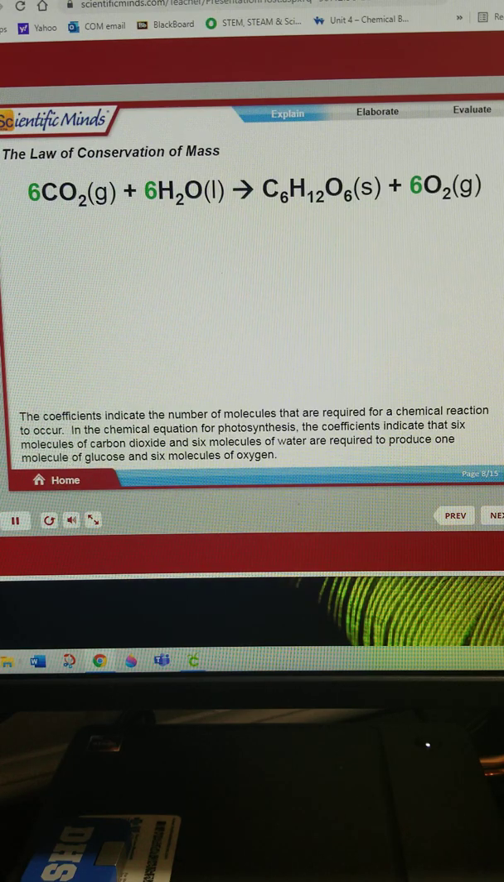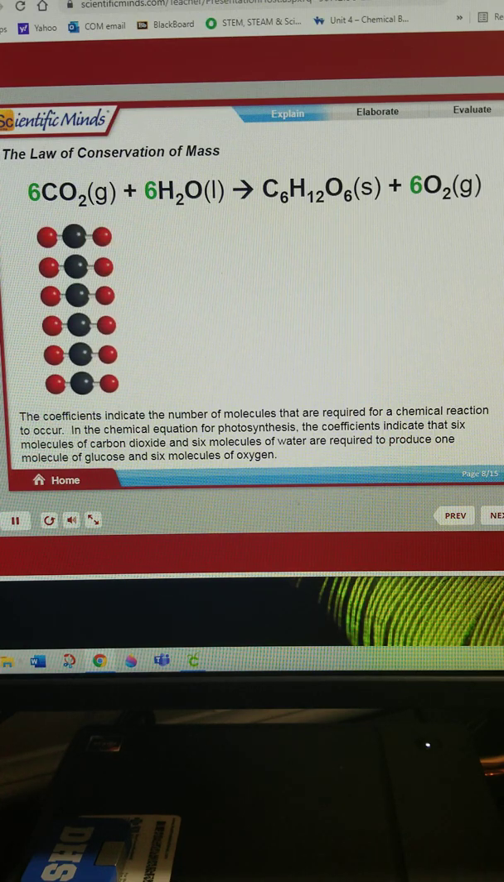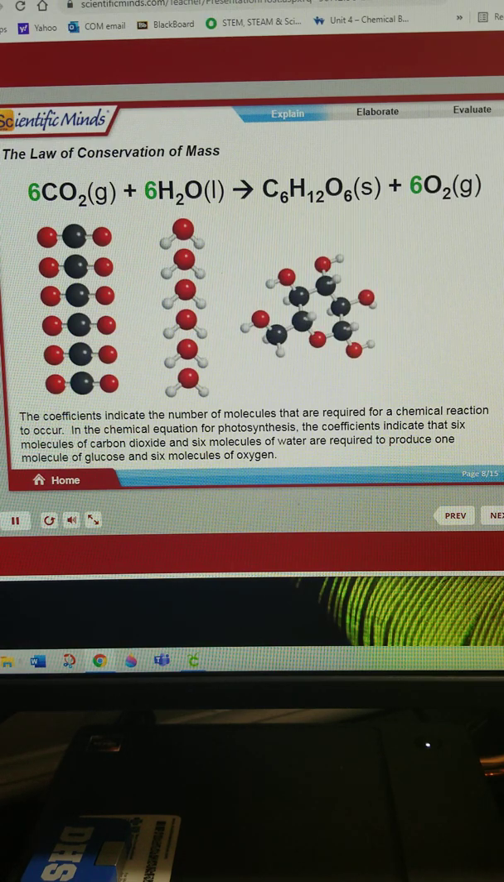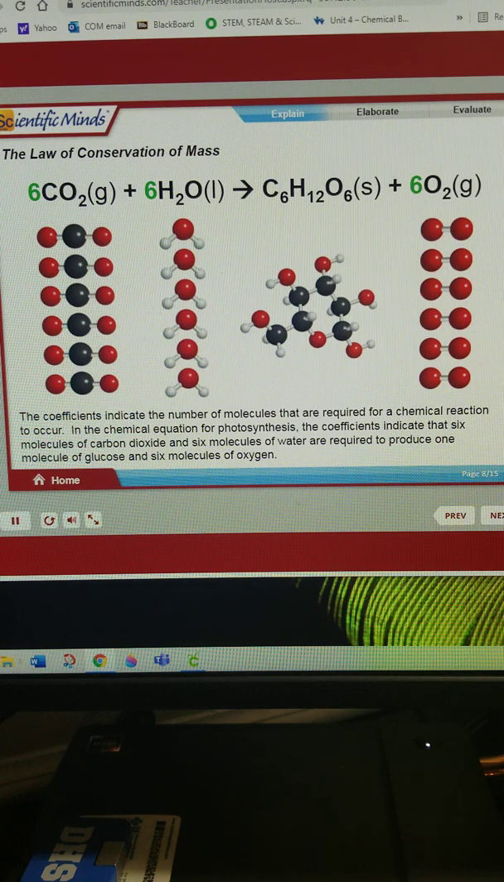The coefficients indicate the number of molecules that are required for a chemical reaction to occur. In the chemical equation for photosynthesis, the coefficients indicate that 6 molecules of carbon dioxide and 6 molecules of water are required to produce 1 molecule of glucose and 6 molecules of oxygen.